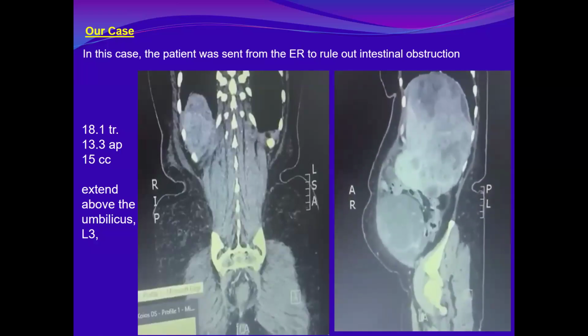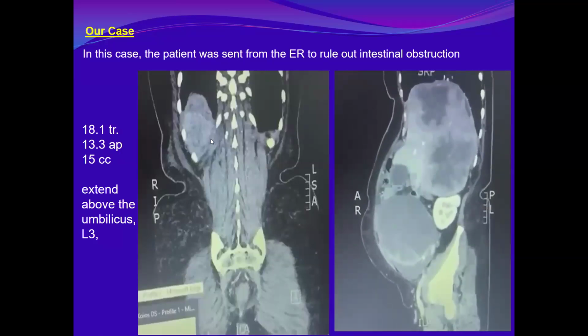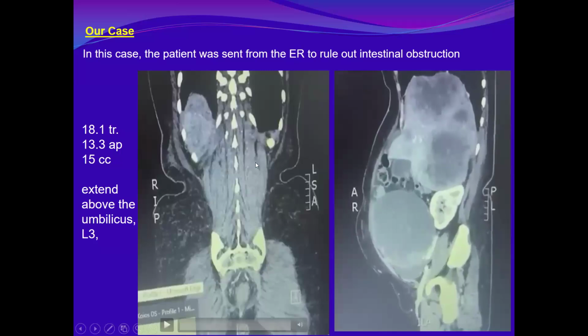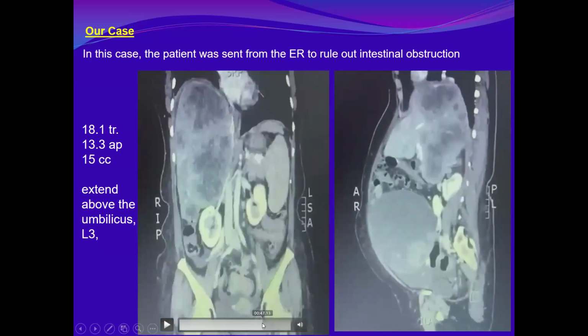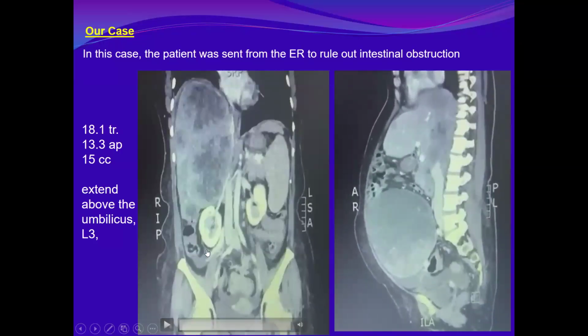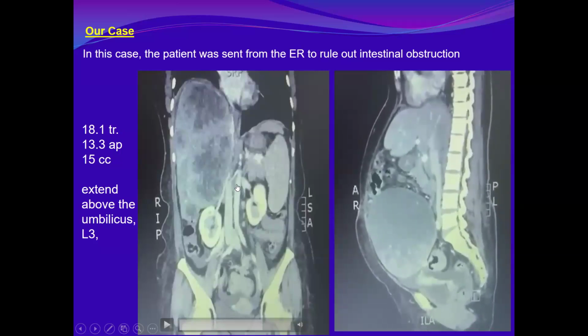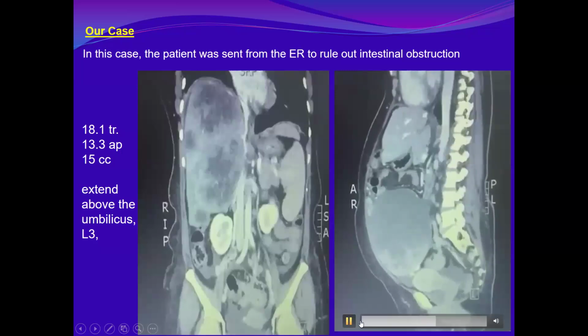The lung was free, but there were nodules or small lymph nodes in the pericardial region. Here in the abdomen, we can see some small lymph nodes in the pelvic and para-aortic region.